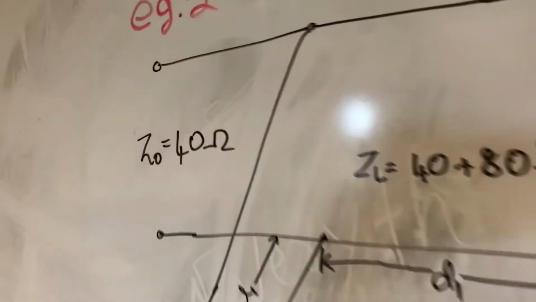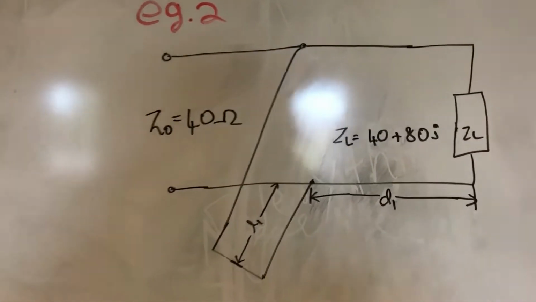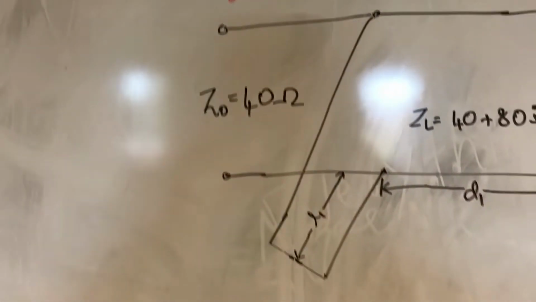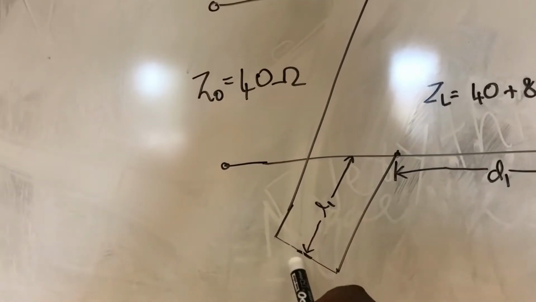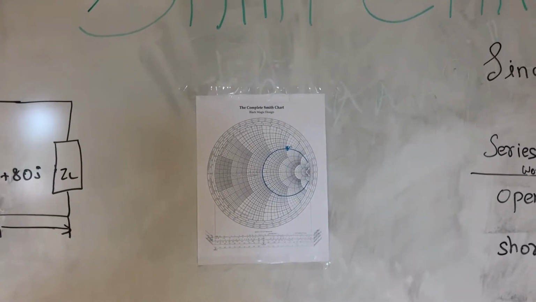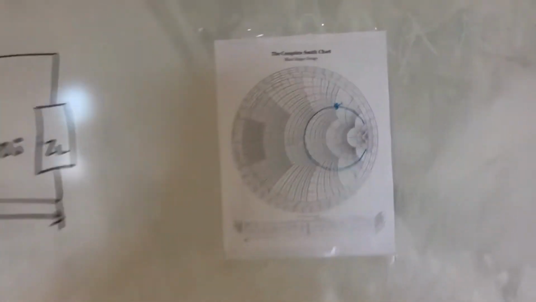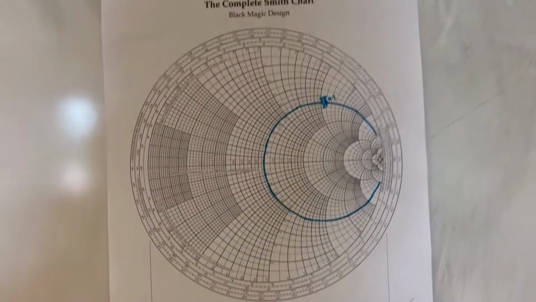Now consider this example. As we can see, it's a parallel stub and it is short. Now we need to do the parallel stub matching for the parallel short stub. So we go to the Smith chart.